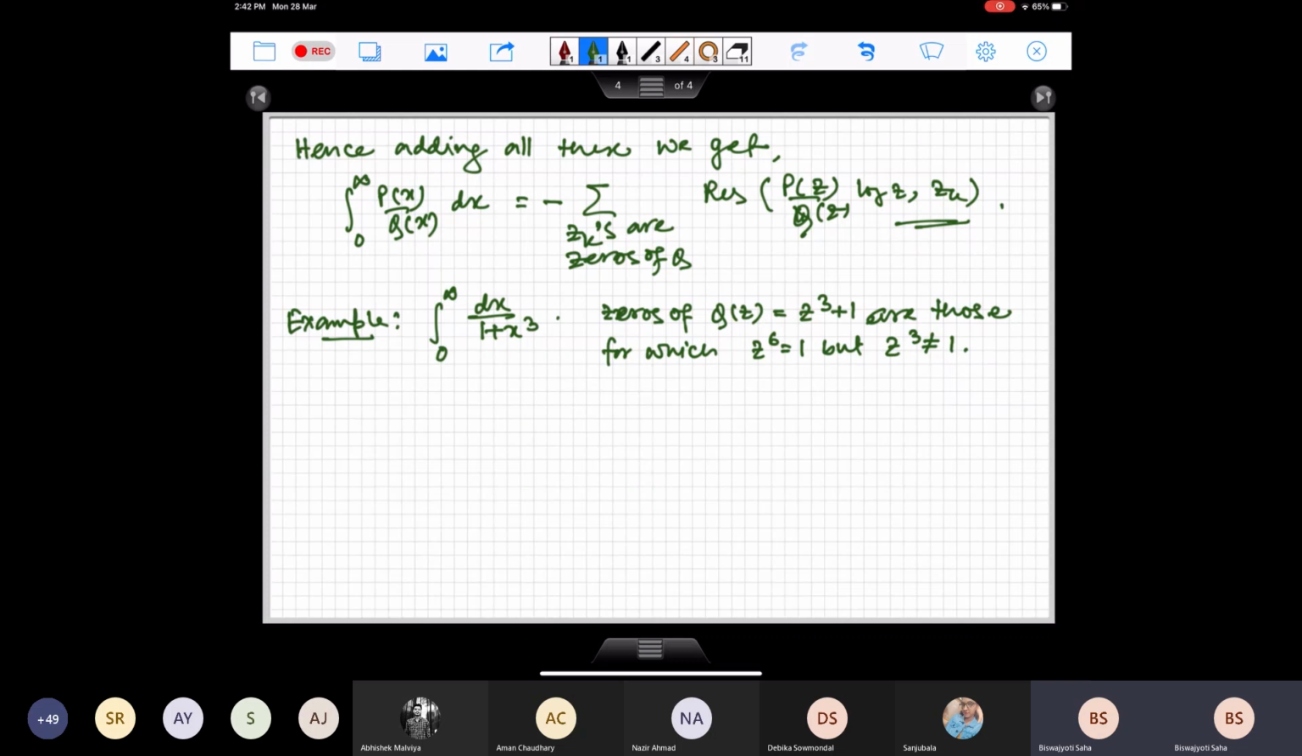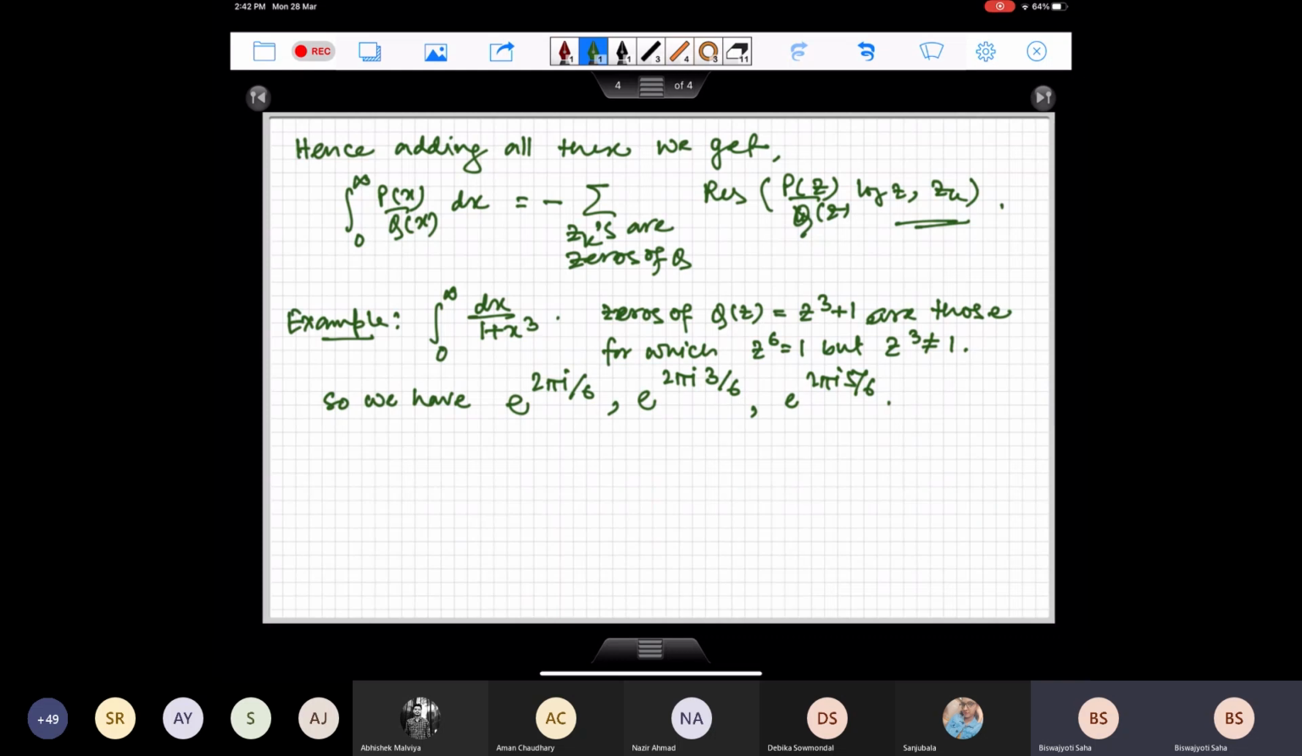So what are the choices that I have? The choices are very simple. We have e to the power 2 pi i by 6, e to the power 2 pi i 3 by 6, which is essentially minus 1, but its cube is not equal to 1, so this is fine. And another one is e to the power 2 pi i 5 over 6. So these are the 3 points which are zeros of Q(z).